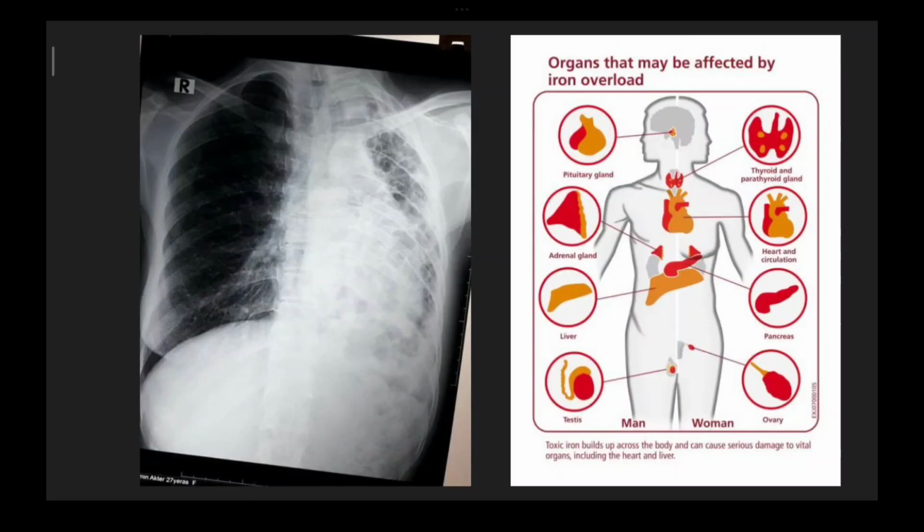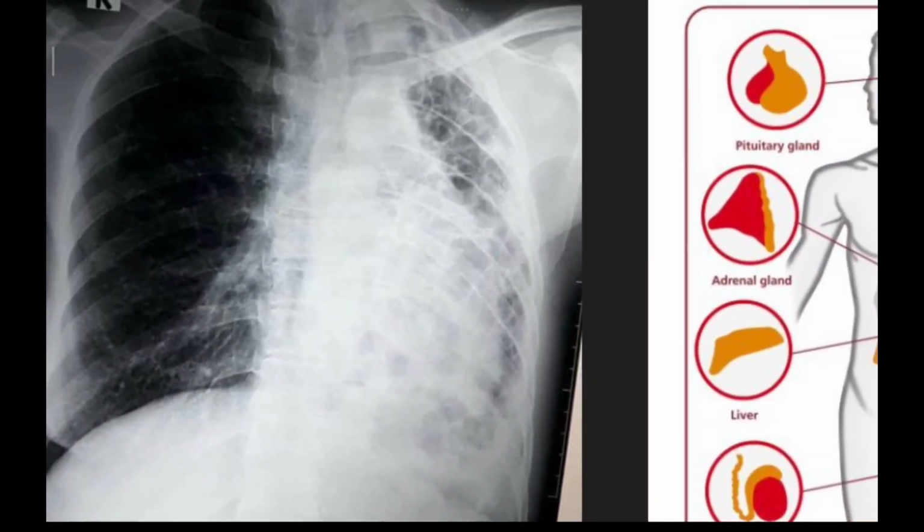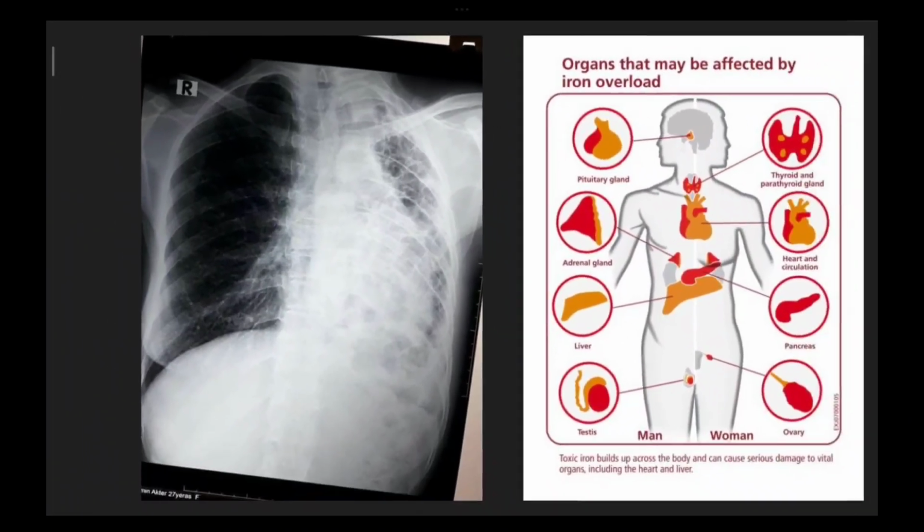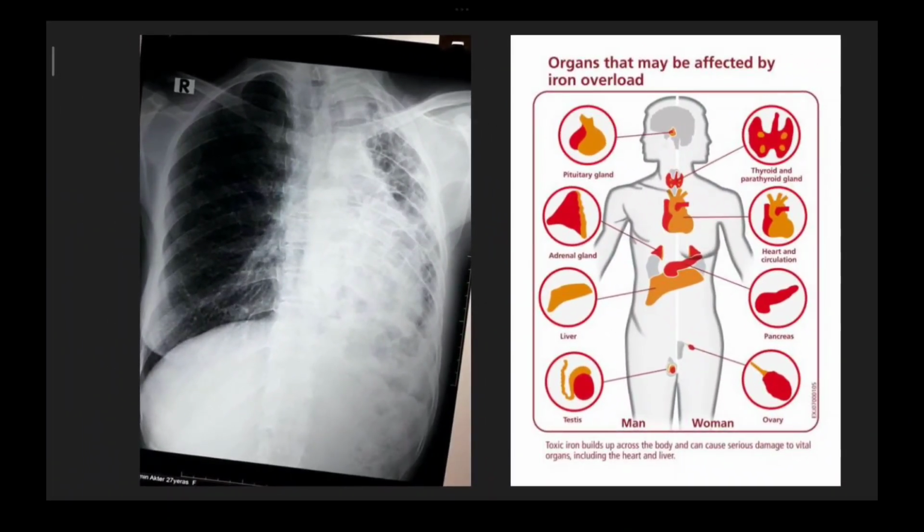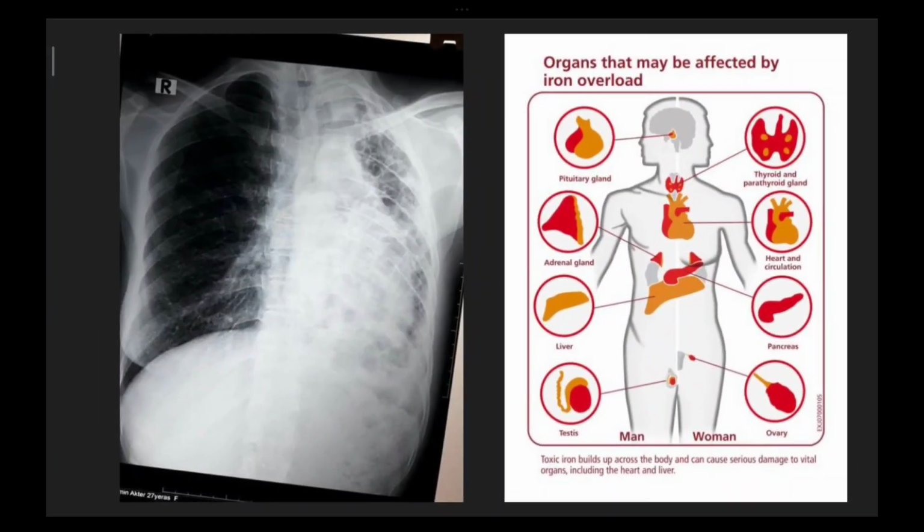Now, here is an image of how a lung edema looks like in an X-ray due to the transfusion related acute lung injury, TRALI. And here we have organs that might be affected due to the iron overload. So iron overload can affect the pituitary gland, thyroid and parathyroid gland, adrenal glands, heart and circulation, liver, pancreas, testes, and ovaries as well. So there is toxic iron buildup all over the body, and it can lead to serious damage of the important organs inside your body, such as the heart and liver as well.